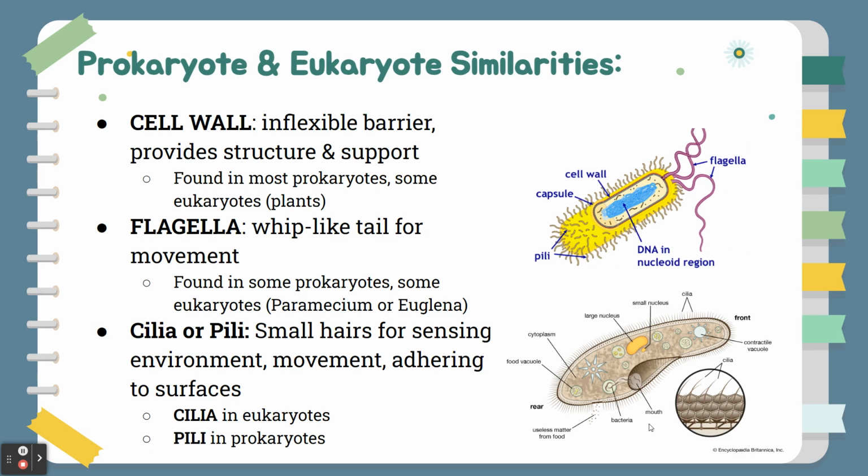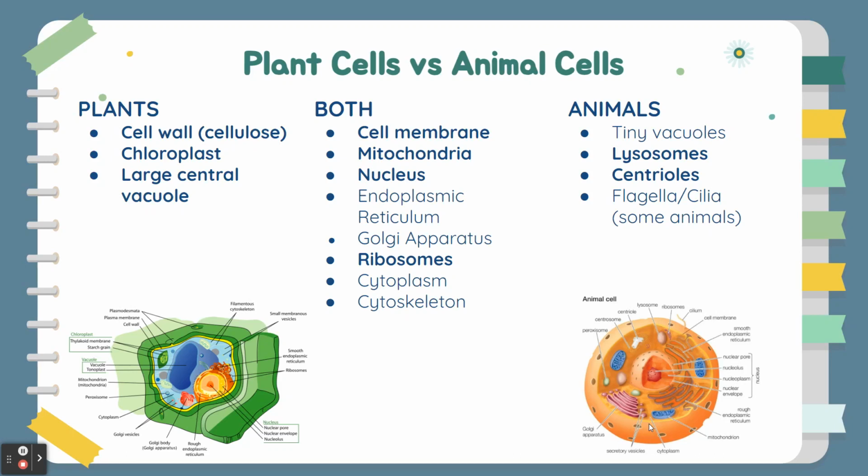Pili, which is also known as fimbriae, are short hair-like appendages found on the surface of some prokaryotic cells. They serve various functions, including attachment to surfaces, such as host tissues during infection, and the transfer of genetic material between bacteria. They're not present in all prokaryotes, but they are present in some, just like cilia is present in some eukaryotes.